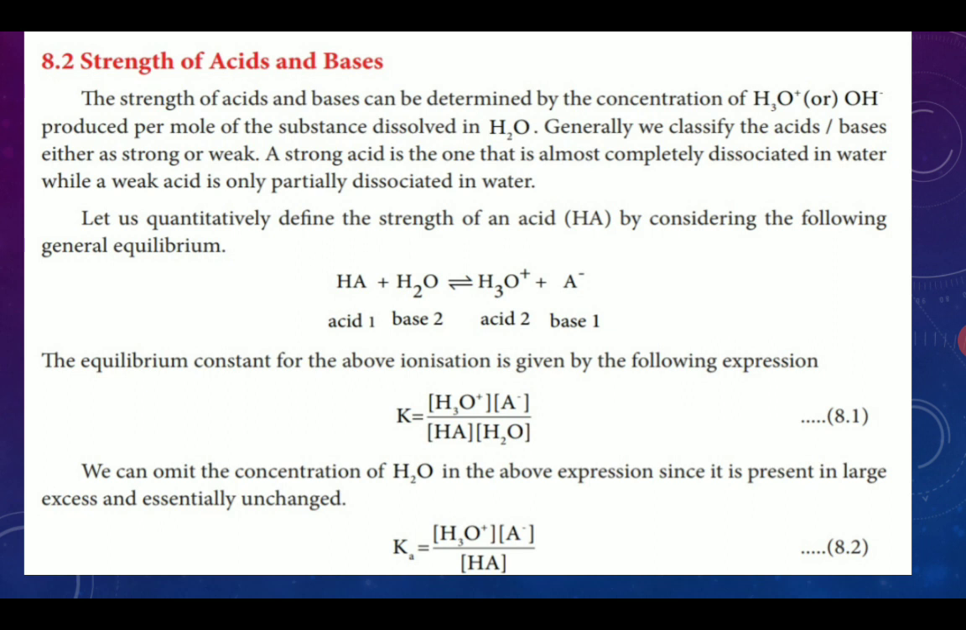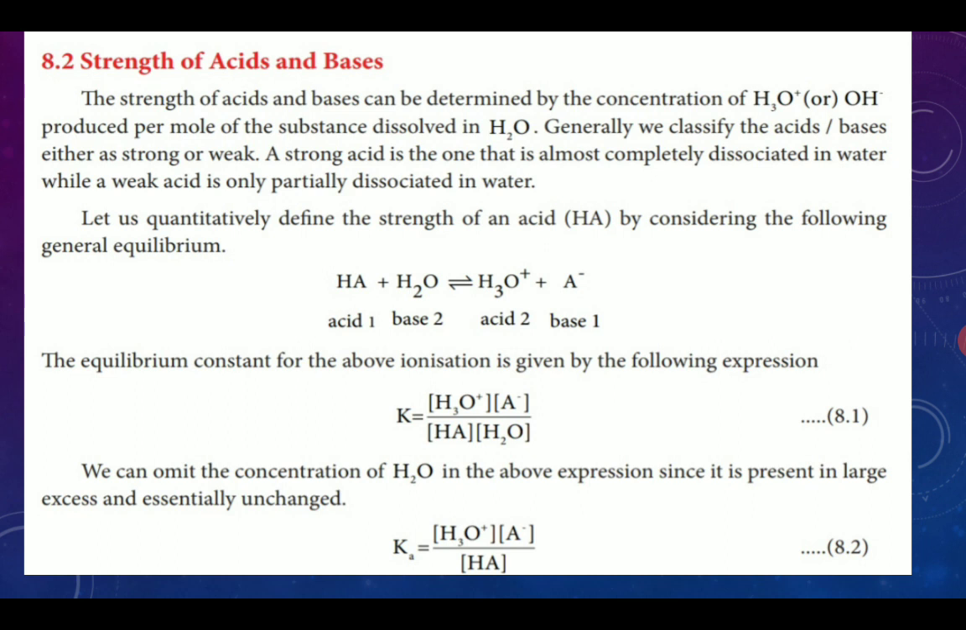So how do we measure the strength of acids and bases? The strength can be determined by the concentration of hydrogen ion, that is H+ or otherwise H3O+ ion concentration, which gives you acid, or OH- ion concentration, which gives you the base, produced by a mole of substance dissolved in water.